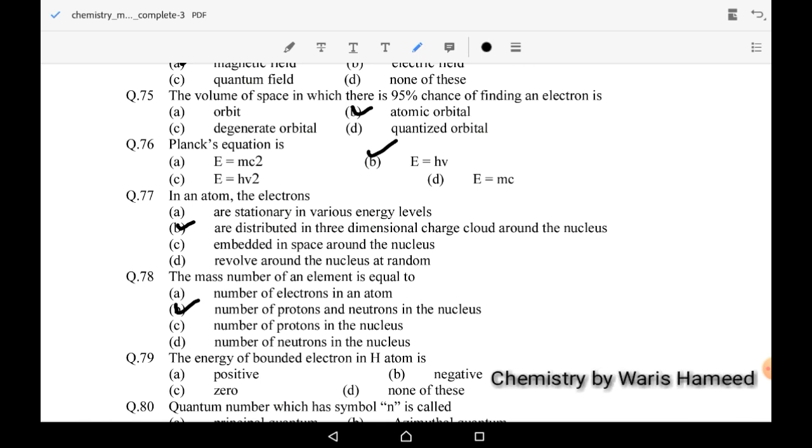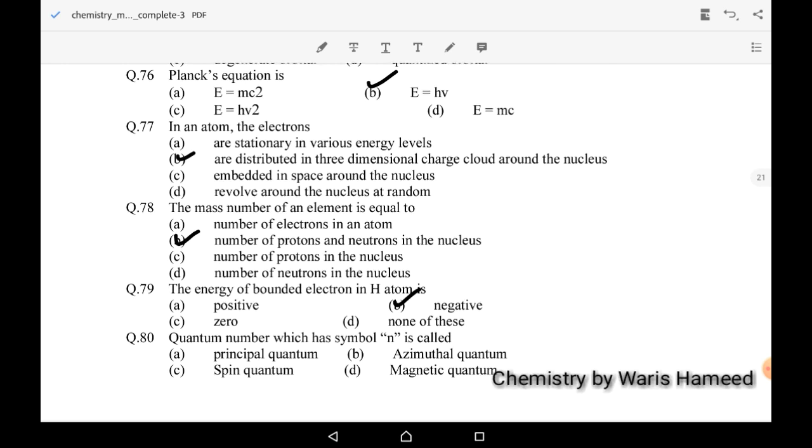The energy of a bounded electron in H atom is negative. Quantum number which has symbol n is called principal quantum number. Azimuthal quantum number has symbol small l, spin quantum number has small s, and magnetic quantum number has small m.